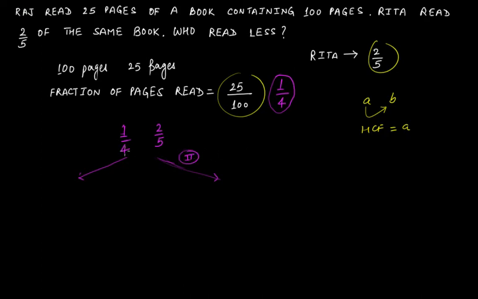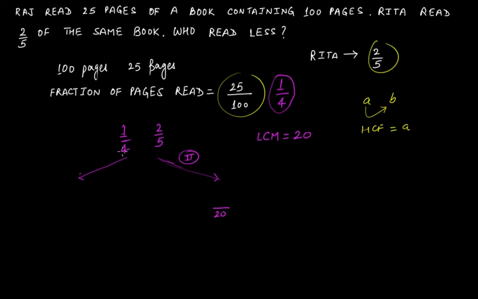So if I find the LCM of 4 and 5, if you try to find the LCM of 4 and 5, you'll get LCM as what? 20. How? It's homework for you. You just try to find out the LCM of 4 and 5 and you'll get 20. So if I have to convert this fraction into an equivalent fraction having its denominator as 20, by what number will I multiply the denominator to get 20? If you multiply 4 by 5, you'll get 20.